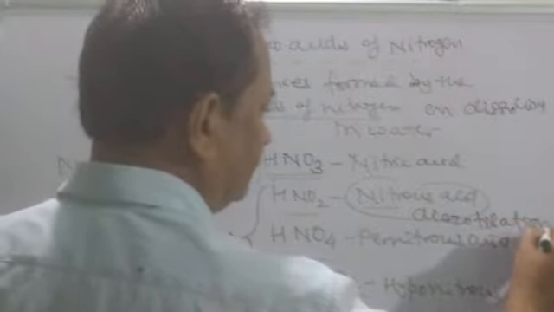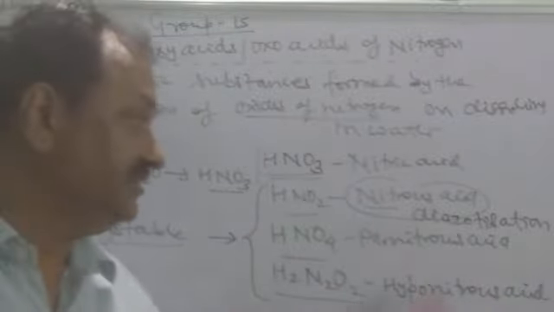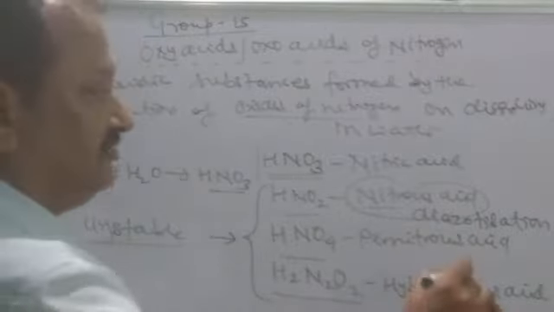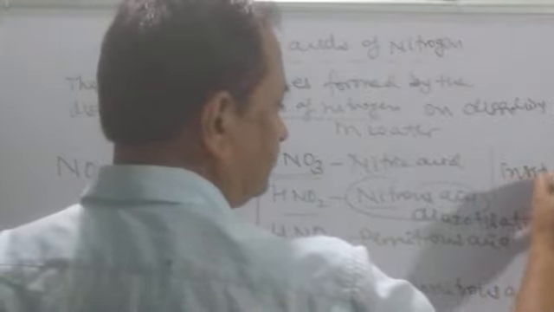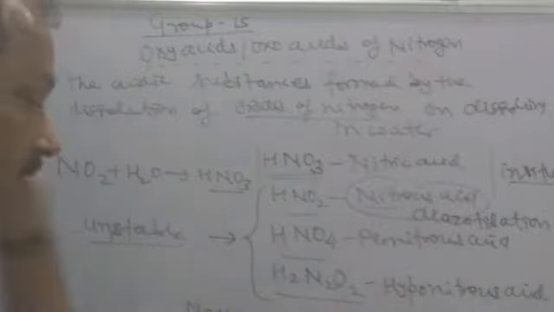Diazotization means the addition of nitrogen in the conversion of aniline into benzene diazonium chloride. It is prepared in situ, which means where it is required. So, nitrous acid.